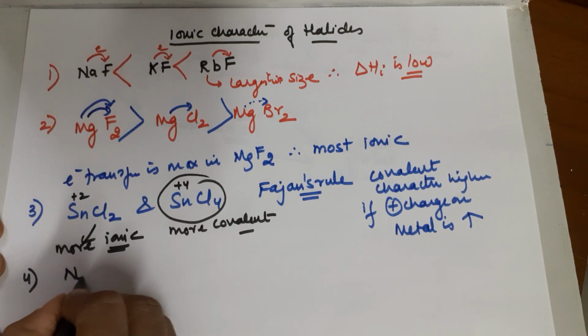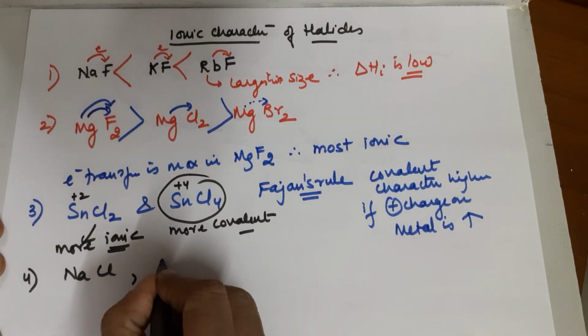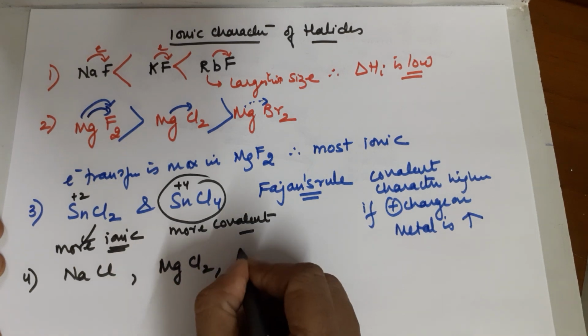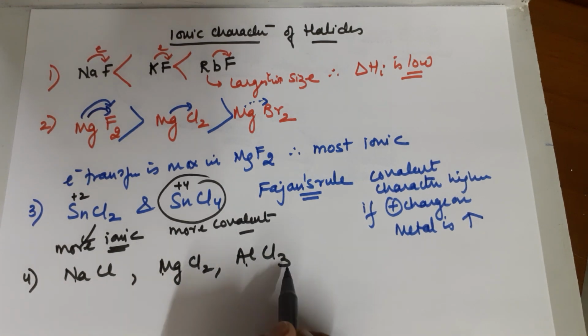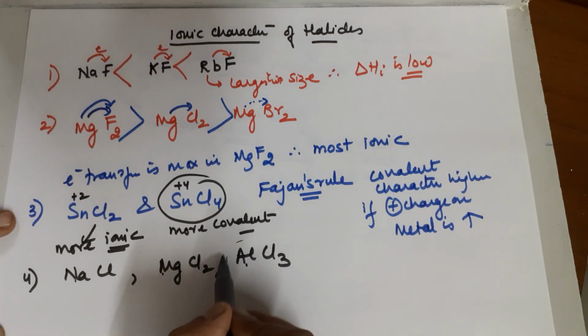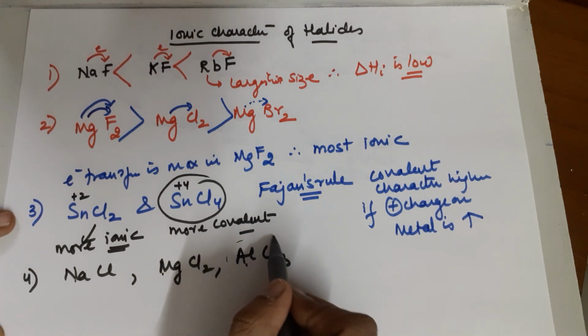We can also take one more example under this category. Supposing I have NaCl, MgCl2 and AlCl3. Now out of these three, we very well know sodium, magnesium and aluminium are across a period and the size decreases across a period. So the smallest is aluminium. So electron transfer from aluminium to Cl is going to be difficult.